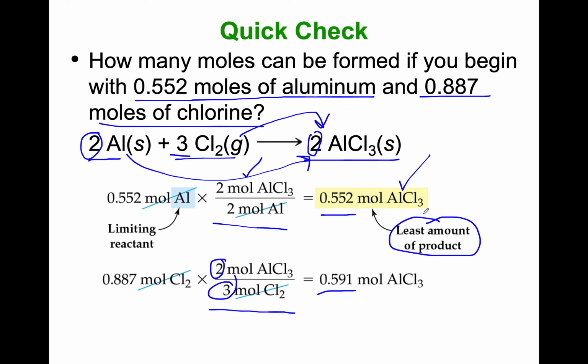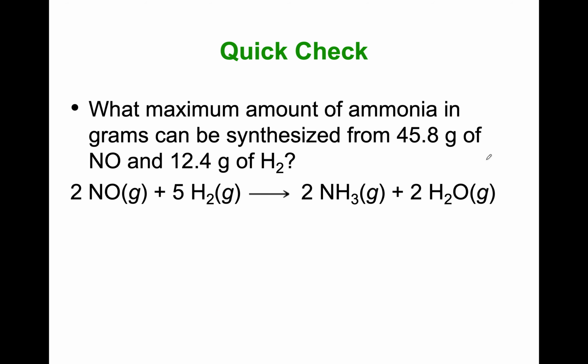Okay, so that's what can actually form. That means that our aluminum is the limiting reactant. That runs out first. And you could say our chlorine is in excess. So we've got limiting and we've got excess. All right, so let's go to grams then.